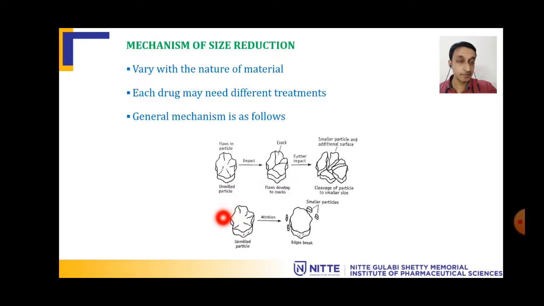Here you can see the particles which are very hard are undergoing attrition, and the irregular sides of the particles are shedding away, forming smaller particles. So these are the two mechanisms or representations of size reduction.